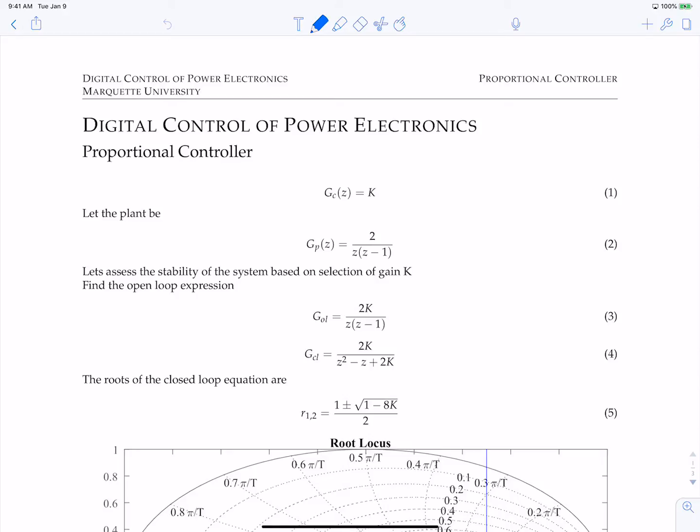In this section we're going to talk about a proportional controller in the digital domain. The proportional controller is one of the simplest controllers. In equation 1 here, I have the transfer function. It is simply K. K is some variable that we have to find in order to make our system stable and achieve the objectives that we would like to achieve.